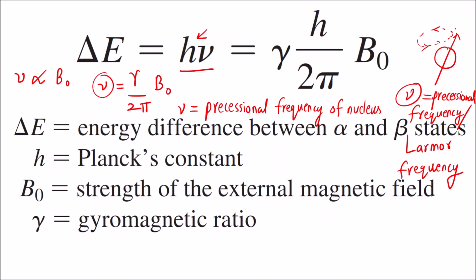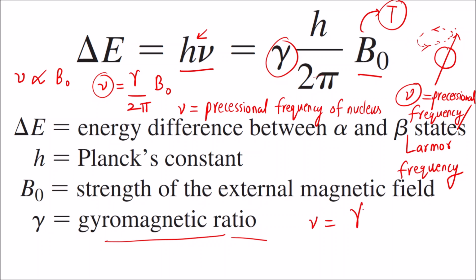What is h? h is the Planck's constant. Gamma is called the gyromagnetic ratio. B0 is the magnetic field, whose unit is Tesla. Many times this question is asked based on this formula: precessional frequency is equal to gyromagnetic ratio into B naught by 2 pi. We'll solve questions based on this formula in the next video.